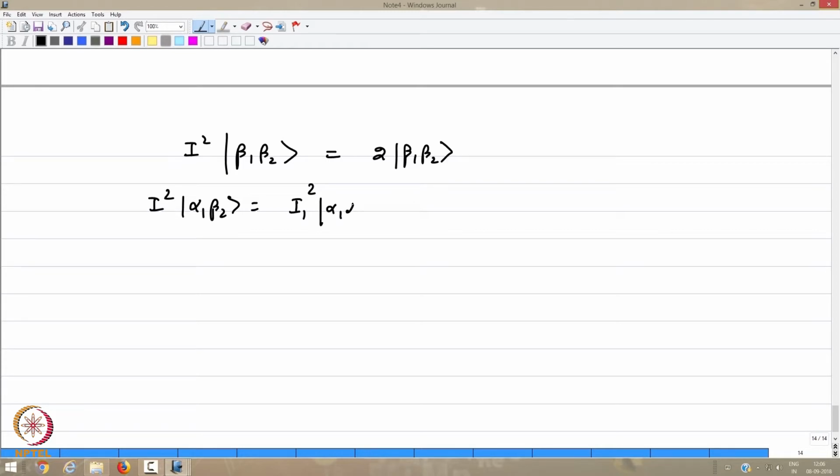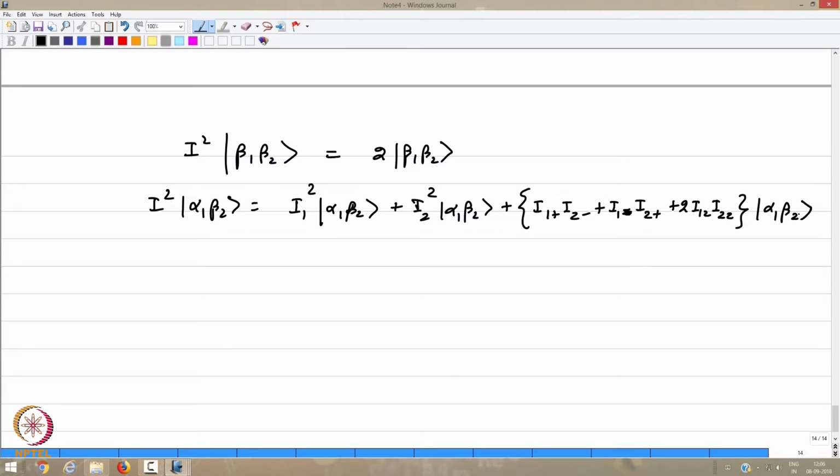So, it is I1 square acting on alpha 1 beta 2 plus I2 square acting on alpha 1 beta 2 plus I1 plus I2 minus plus I1 minus I2 plus plus 2 I1z I2z acting on alpha 1 beta 2. This is, of course, I1 square on alpha 1 gives you the same thing, therefore you have 3 by 4 alpha 1 beta 2, and you also have 3 by 4 acting on alpha 1 beta 2. But now, the first term, I1 plus acting on alpha 1, is going to be 0.